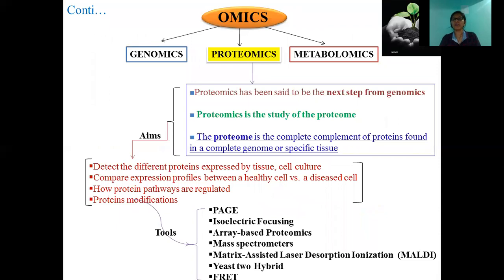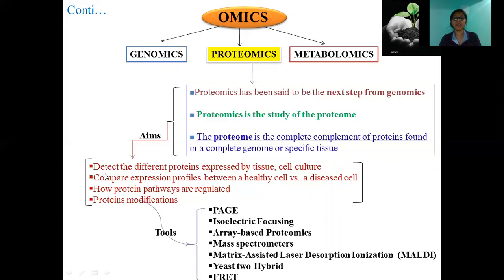The next important branch of omics, which is most commonly used in plant biotechnology, is proteomics. This is the next step from genomics. Here there is a necessity to also study the protein complement of an individual. And the aim of proteomics, here I have enlisted some of the aims.